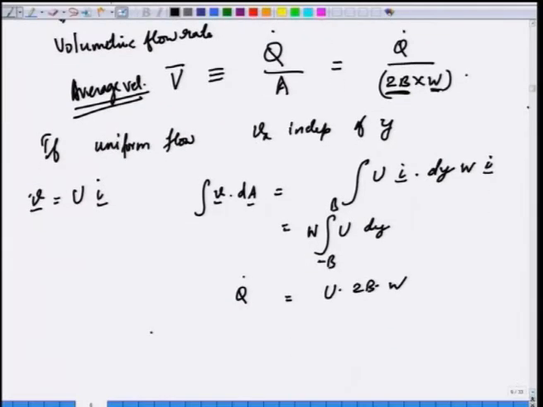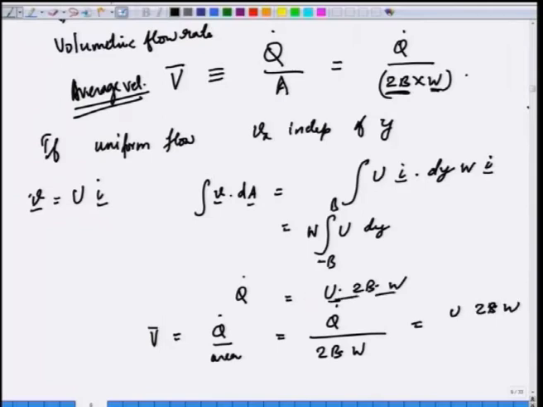The average velocity is Q dot divided by the cross-sectional area, that is nothing but Q dot divided by 2b times W, which is equal to u times 2b times W from this expression, divided by 2b times W. So, the 2bW cancels, implying that the average velocity is the uniform velocity.